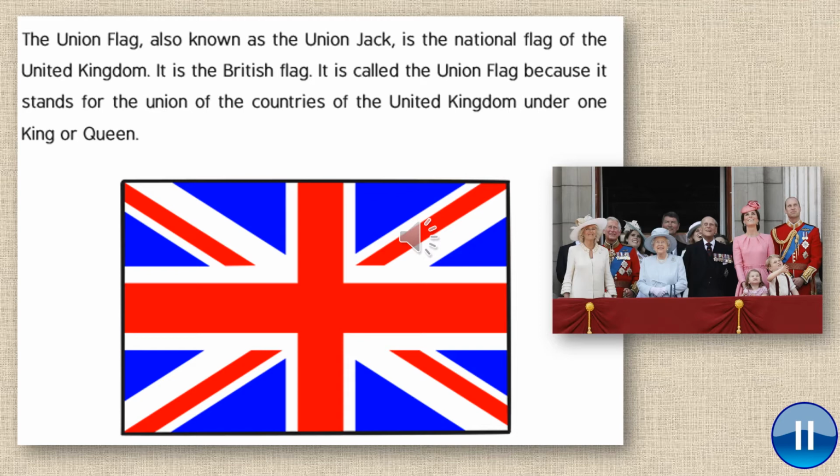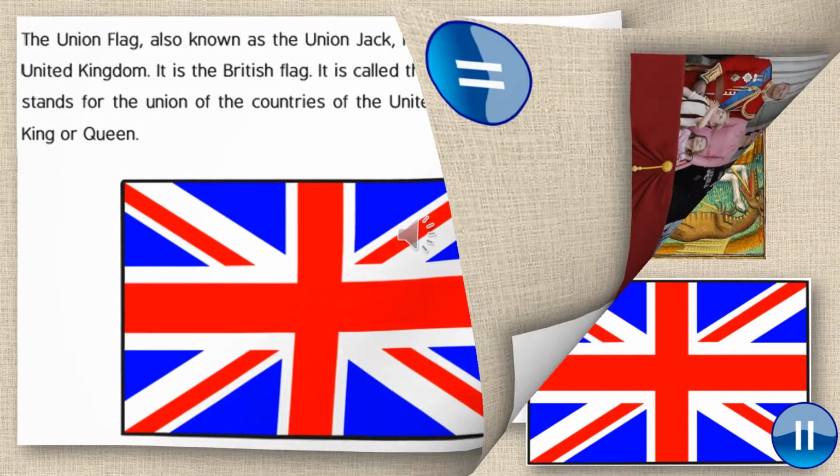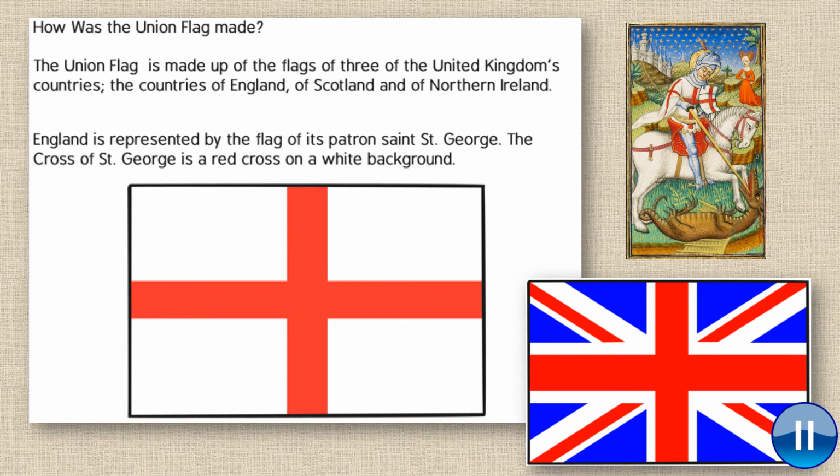So the Union flag, also known as the Union Jack, is the national flag of the United Kingdom. It is the British flag. It is called the United flag because it stands for the union of the countries of the United Kingdom under one king or queen. So how was the Union flag made?